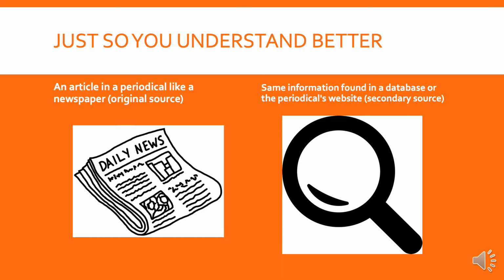So here's another visual to help you understand it. If you have a periodical, like a newspaper or a magazine, that's an original source. If you found that information, say on the periodical's website, which can be a database, or JSTOR, or somewhere else, or even Google Scholar, because some of you love using that as well, that's a secondary source. That would be your second container.